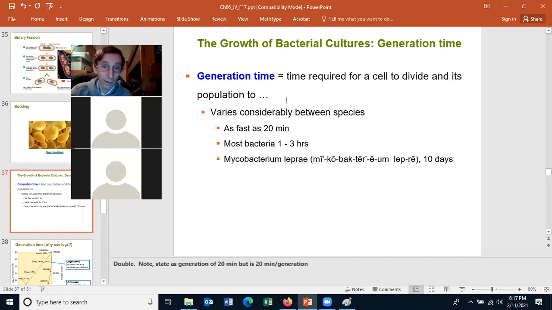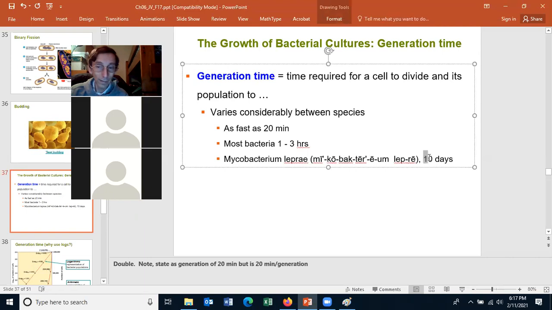The generation time varies considerably between species. It can be as fast as 20 minutes, like E. coli can double in 20 minutes. Most bacteria have a generation time between 1 and 3 hours, but Mycobacterium leprae has a generation time of 10 days. It is one of the slowest known, and that's because Mycobacterium makes mycolic acid, a lipid, and puts it in their cell wall, and that mycolic acid takes a long time to make.